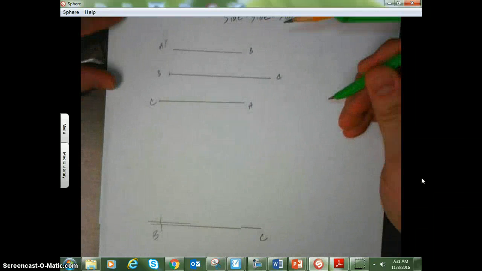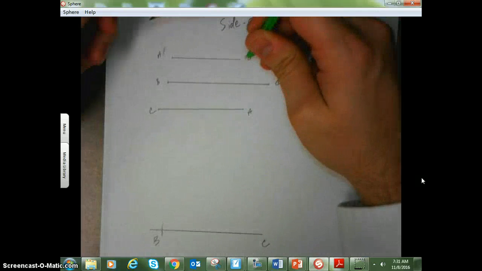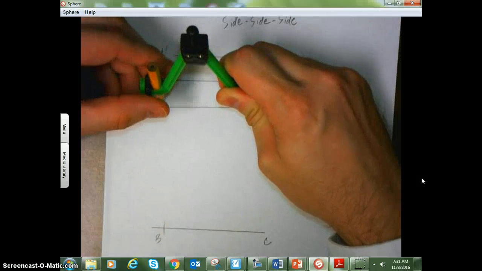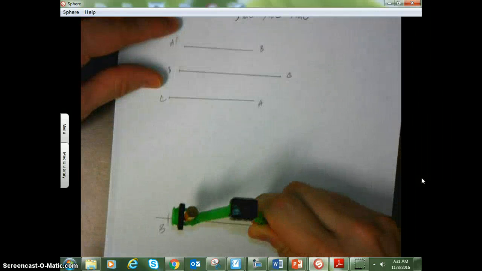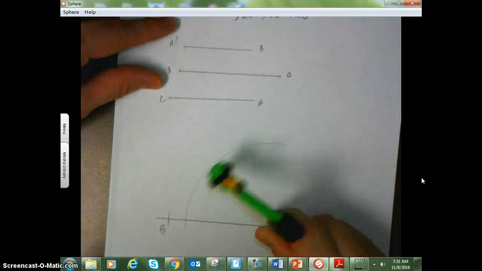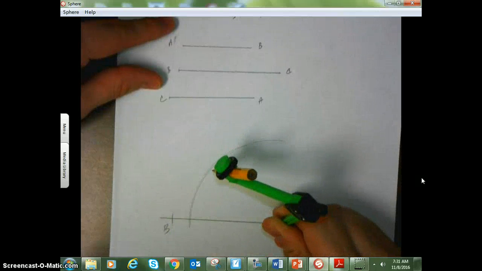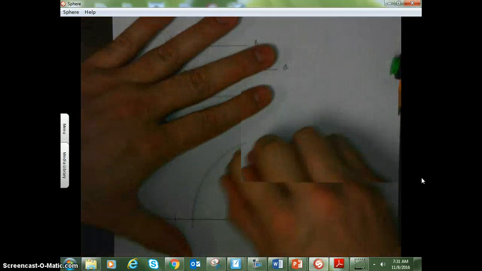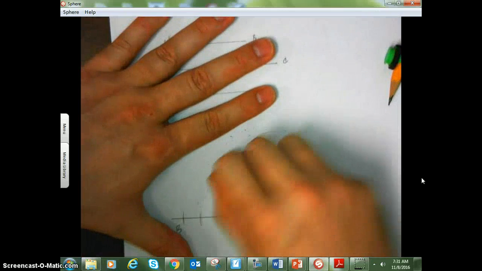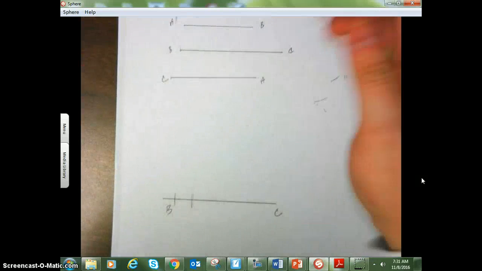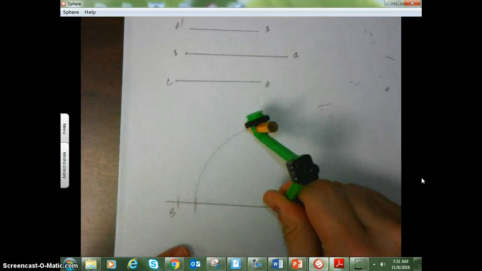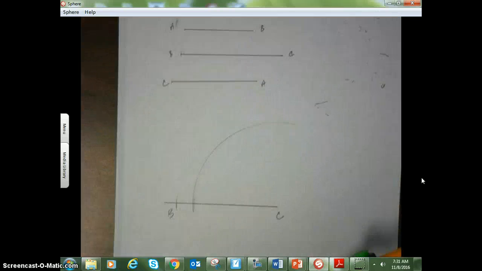So now I have to copy the other two segments. So let's go ahead and copy this one here. I'm going to copy CA. So I'm going to place the point of my compass at C, and I'm going to draw an arc. Somewhere along this arc is where point A is going to have to be. We're just not 100% sure where yet.